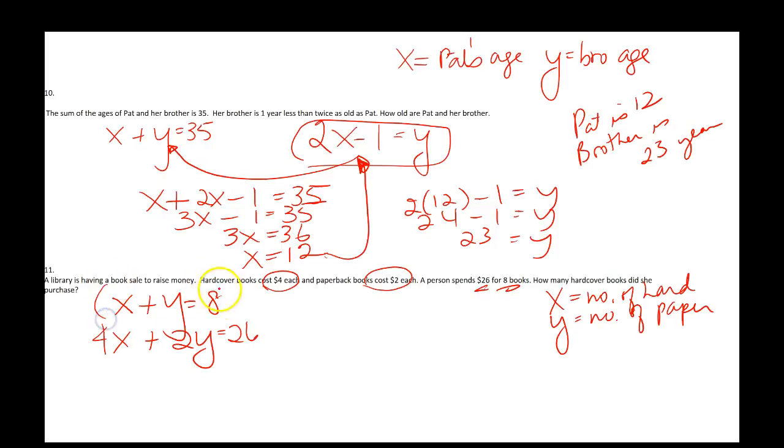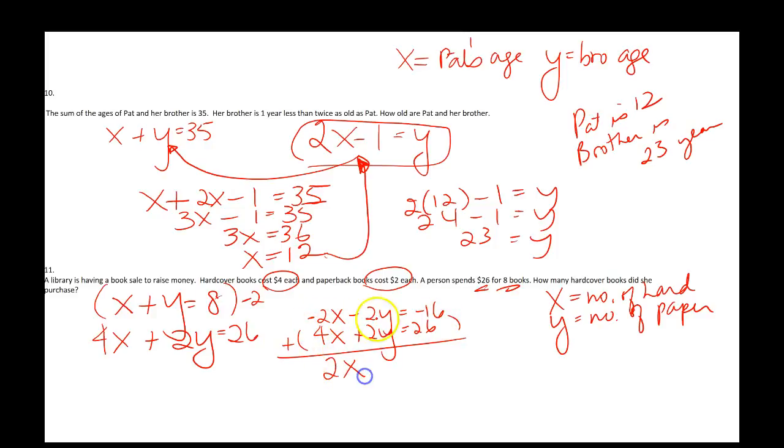I am actually going to take this first equation and multiply through by -2. All right? By -2 because I want a -2 in front of y. So this becomes -2x minus 2y equals -16. If I rewrite the second equation, it looks like this. And I'm going to add them together. -2x plus 4x is 2x. -2y plus 2y, y is eliminated. -16 plus 26 is 10.